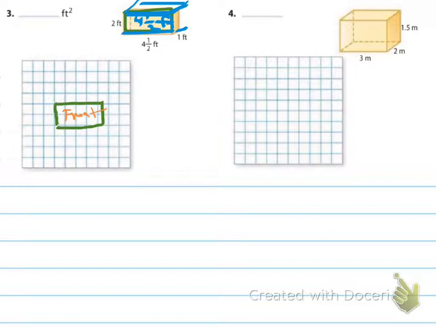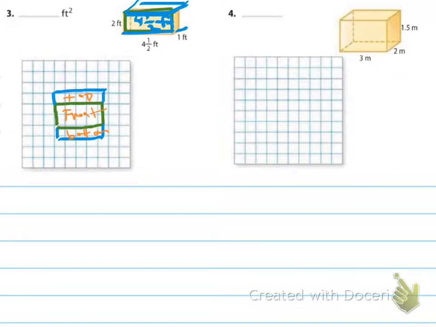So I'm going to go up 1, and I'm in the middle there, and across 4.5. And this is my top. Okay, my bottom is the same thing, so I'm going to go down 1 over 4 1/2, and this is going to be my bottom.